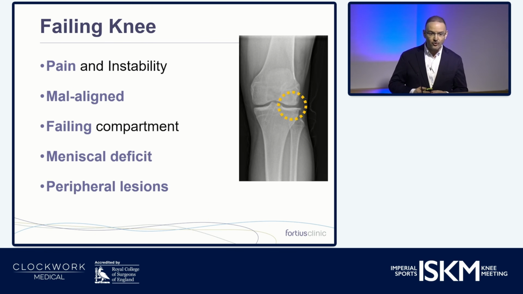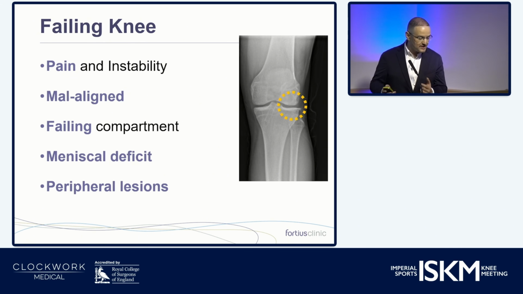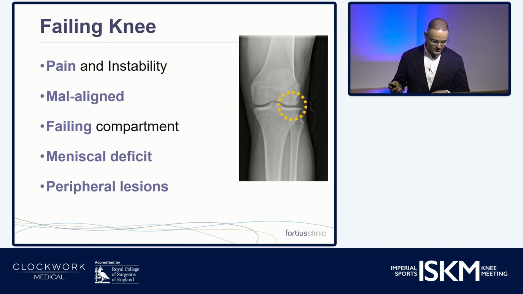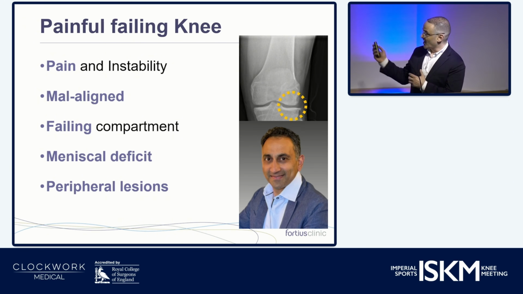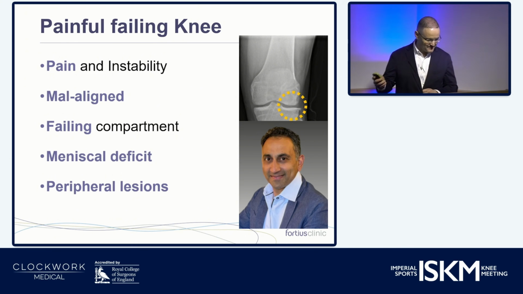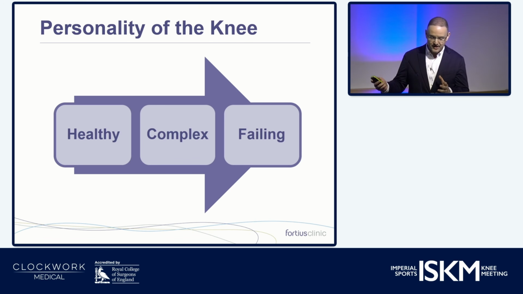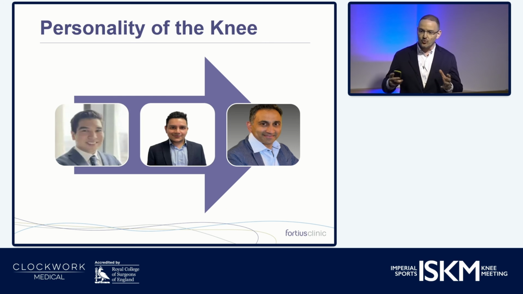And lastly, we have the failing knee. So the failing knee often presents with both pain and instability. There may be issues around malalignment, a failing compartment, meniscal deficit, and peripheral lesions. And no prizes for guessing who fills that category. So we have a spectrum of patients that we see, and we have to understand that, and that's really important.